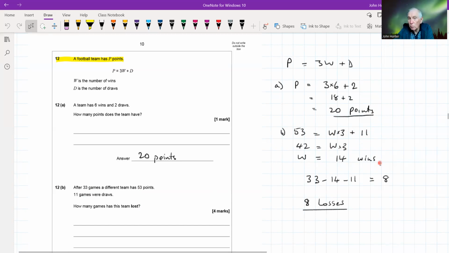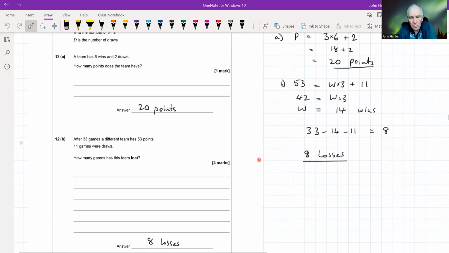Okay, well, we know what we need to know now, because if we subtract our wins and our draws from our number of games, it's going to give us 8. So that will be the number of losses, number of defeats. So that is that one. So a little bit of algebra. And I think the key thing is, we've done our substitution here, and it's left us with an equation to solve. So fairly common kind of problem.